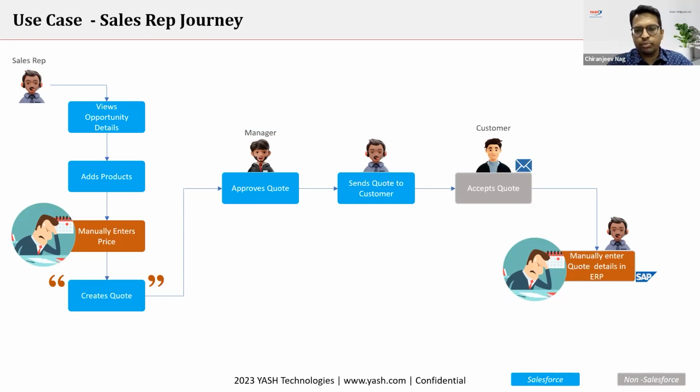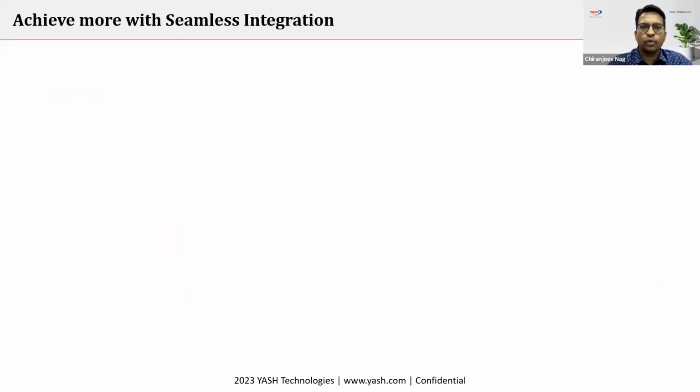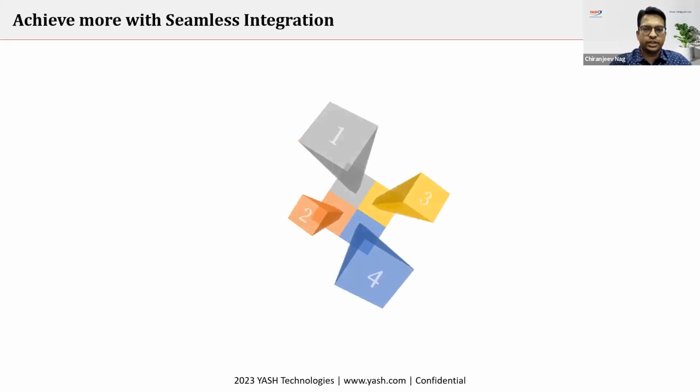So these are the pain points that Ravi also talked about: a lot of manual process happening, errors getting in, and since so much time is being consumed in order to create a simple opportunity and quote, we are missing out on revenues as well. We are missing out on opportunities. So keeping this particular use case in mind, let us understand how we will achieve more with seamless integration.